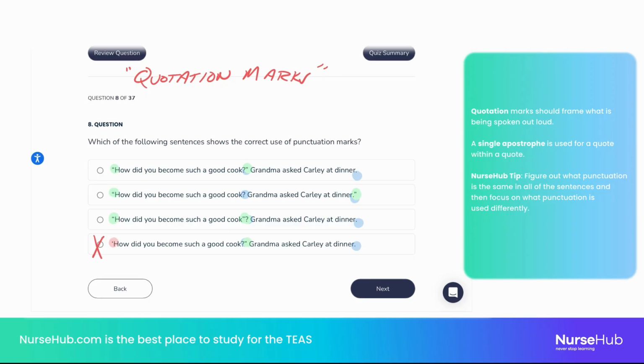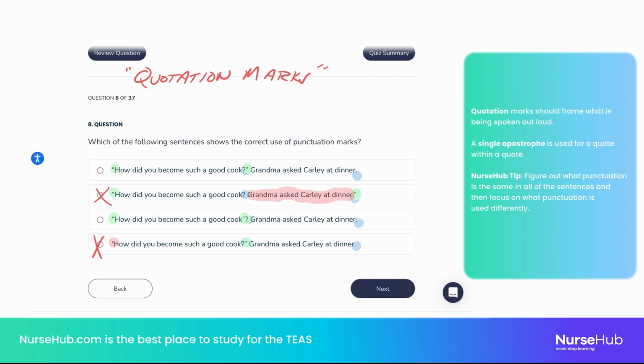So let's keep on moving. Second one, beginning, "How did you become such a good cook?" Grandma asked Carly at dinner. Now this means that this part right here is part of the quote. That doesn't make any sense. So let's cross that one off.